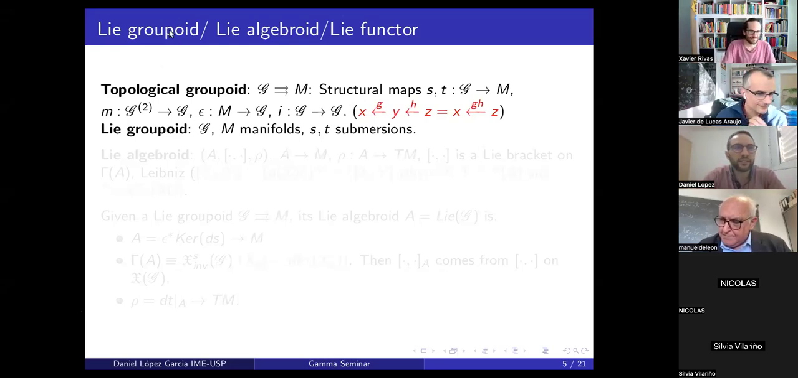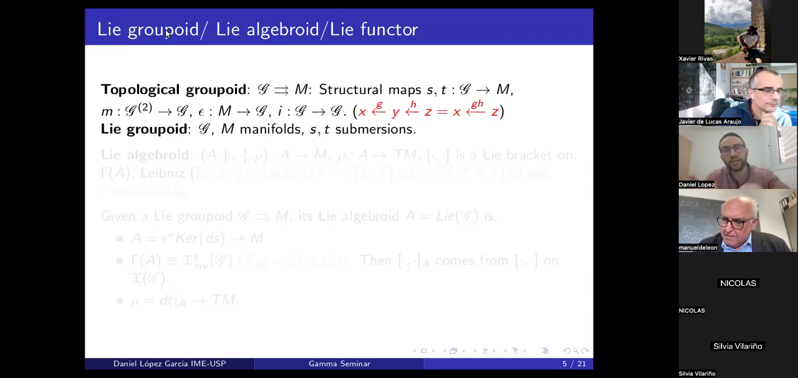Okay, what I'm saying is that we have Lie groupoids, Lie algebroids, and a functor from Lie groupoids to Lie algebroids. That means that when you have a Lie groupoid, you can produce a Lie algebroid. So what is a Lie groupoid?